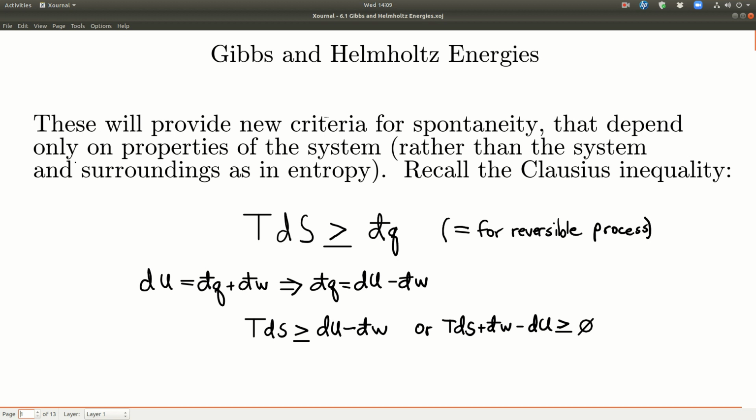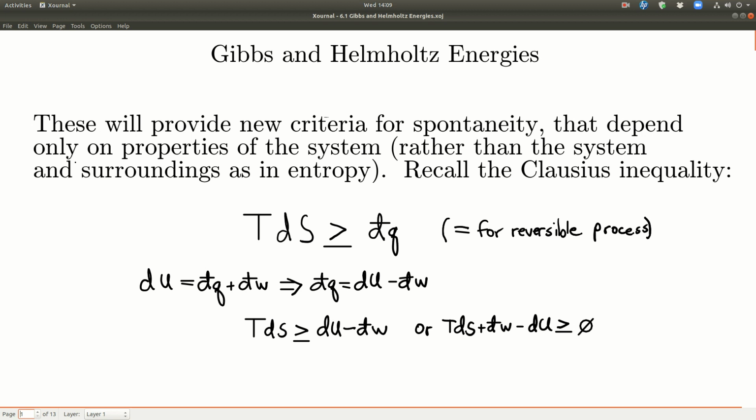Hi guys, this video is on the first section of chapter 6. We're talking about Gibbs and Helmholtz energies. These are pretty handy. They allow us to predict whether or not a process is spontaneous and also figure out the maximum amount of work that can be done by a process. Another thing that's nice about these is that they depend only on properties of the system, not the surroundings.